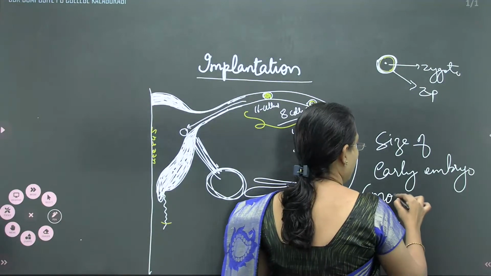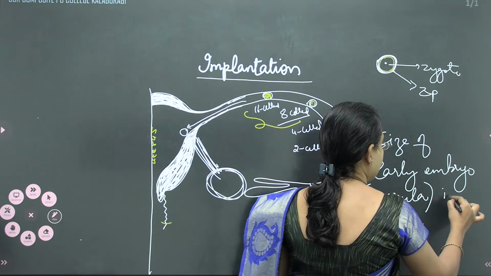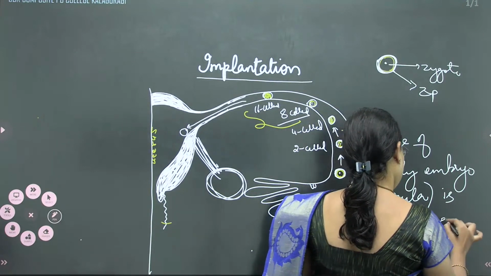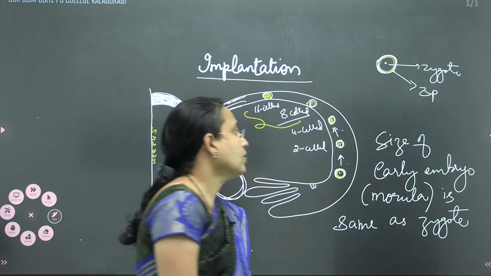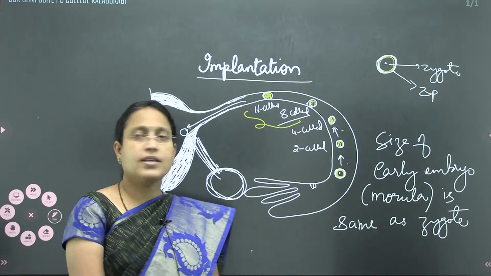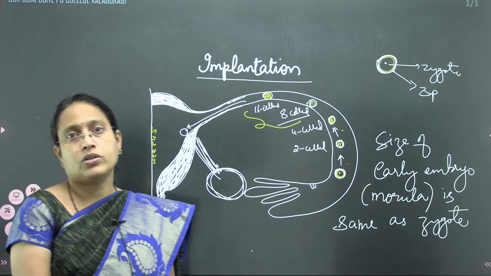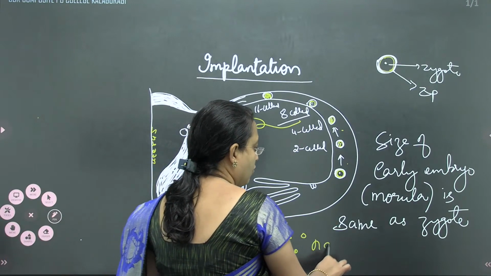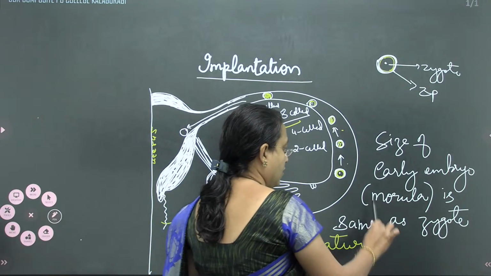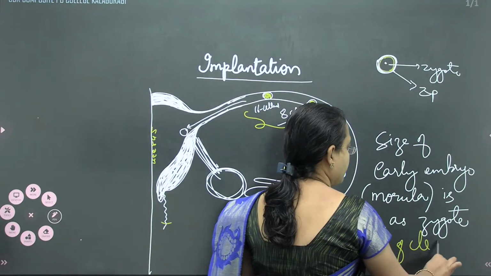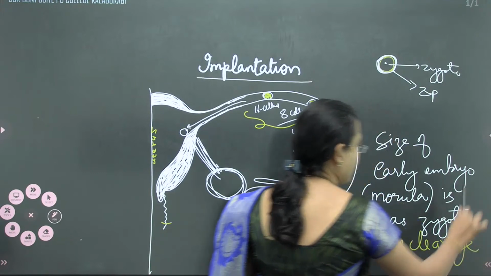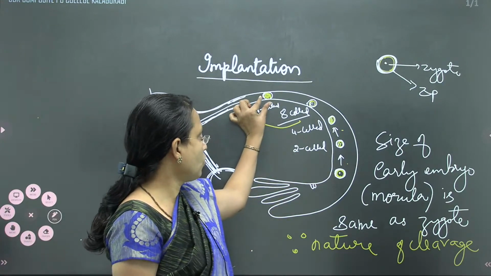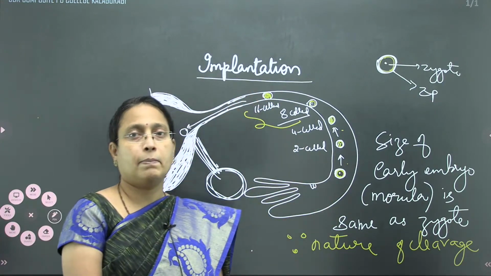The size of the early embryo, that is the morula, is the same as that of the zygote. Why? Because of the nature of cleavage. Understand? So the zygote size and the morula size are the same.